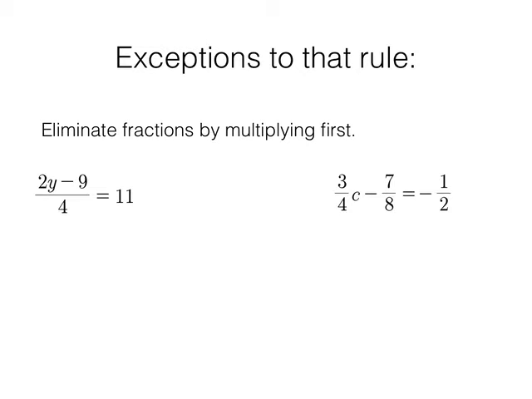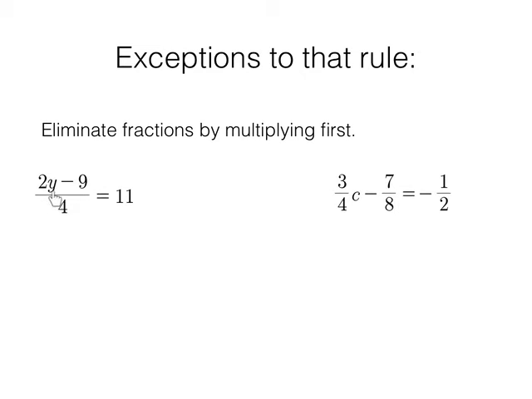2y minus 9, all the quantity all over 4 is equal to 11. Well, we can't add 9 here first. We can't because that's not a 9. It's a 9/4. And this is not really a 2y. It's a 2/4 y. And that's what I want you to think about here with this order of operations is, you know, this fraction bar is like a grouping symbol.